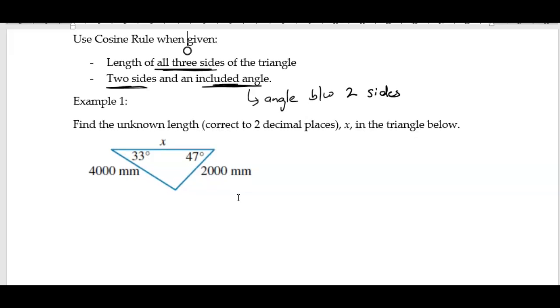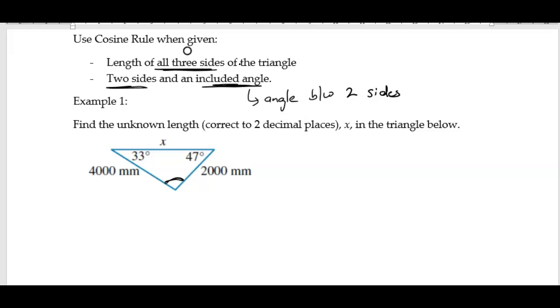The first example is asking us to find the unknown length x, correct to two decimal places, in the triangle given below. In the triangle, they've given us two angles and two sides. If I compare it with the two dot points that we have here, when we have two sides we need an included angle to use the cosine rule. As we can see, the two other angles are given except for the included angle. This is where we can use the property of a triangle: all three angles add up to 180.